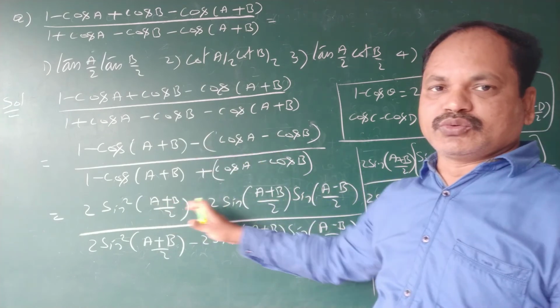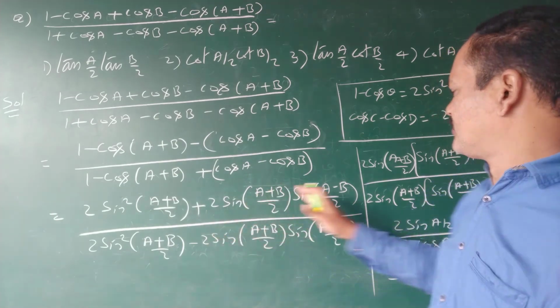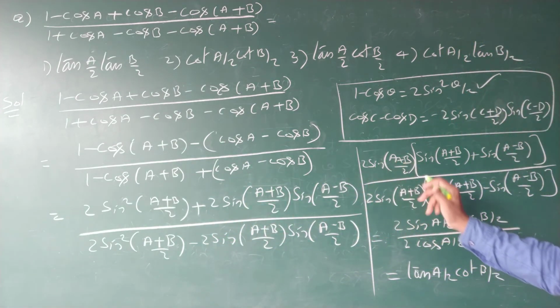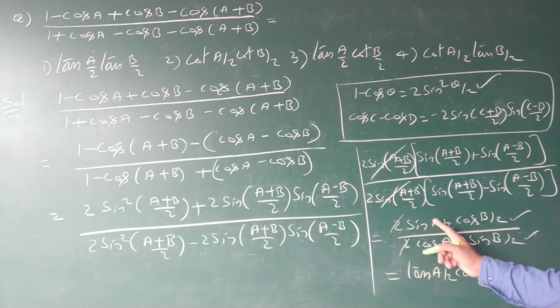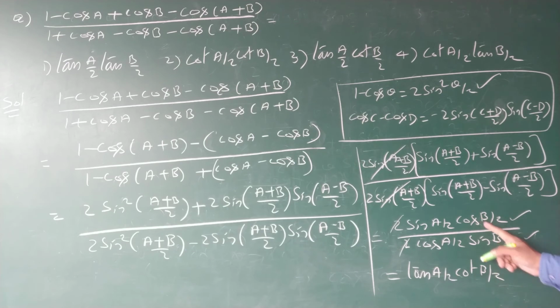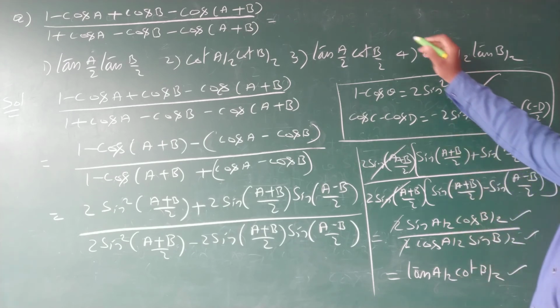Now take common 2 sin A plus B by 2 from both the numerator and denominator; it gets cancelled. In the bracket, the numerator is sin A plus B by 2 plus sin A minus B by 2, and the denominator is sin A plus B by 2 minus sin A minus B by 2. Now we know the formula: sin A plus B plus sin A minus B is 2 sin A cos B, and sin A plus B minus sin A minus B is 2 cos A sin B. According to that formula, the 2 gets cancelled. Sin by cos is tan, cos by sin is cot. That's why tan A by 2 cot B by 2 is the answer, which is the third option.